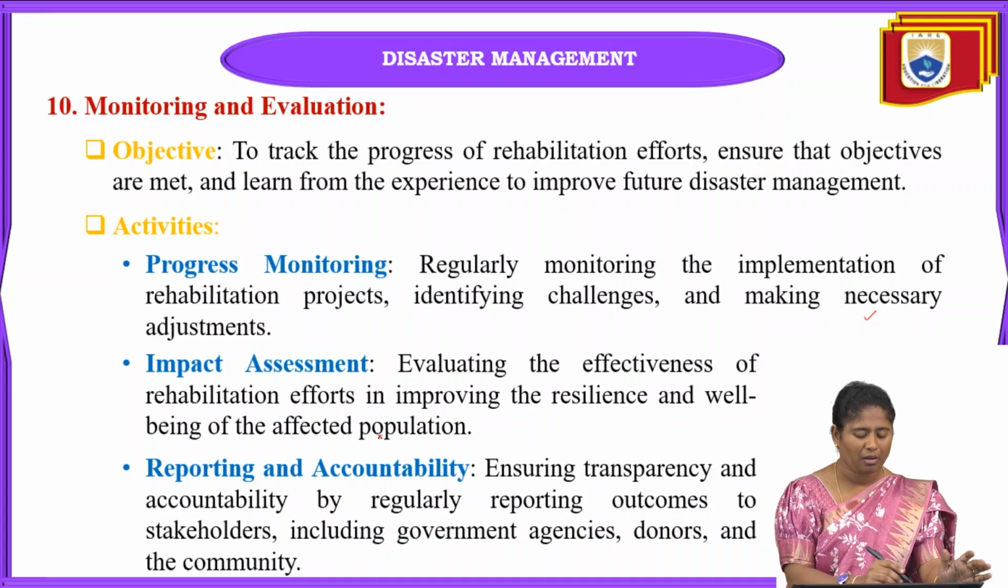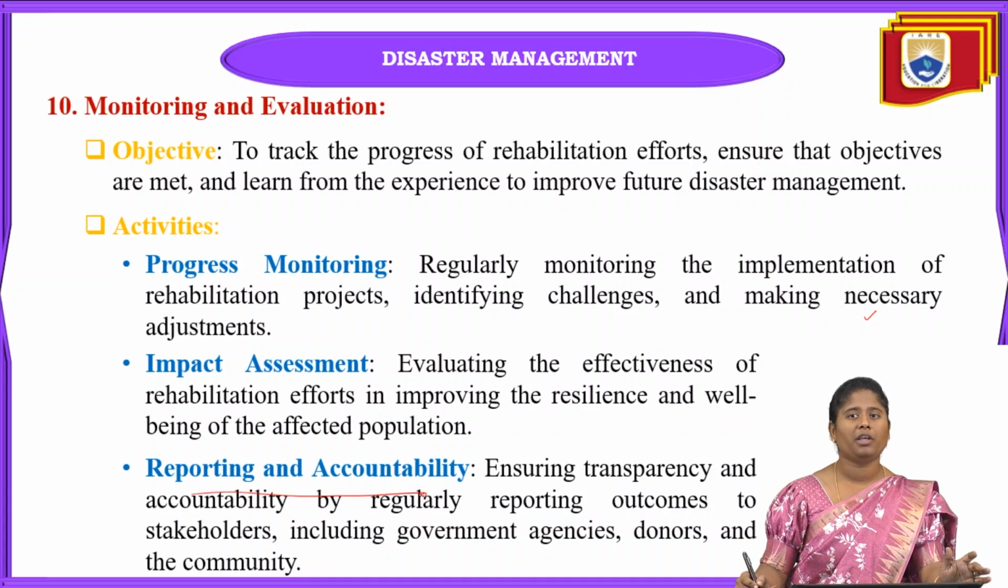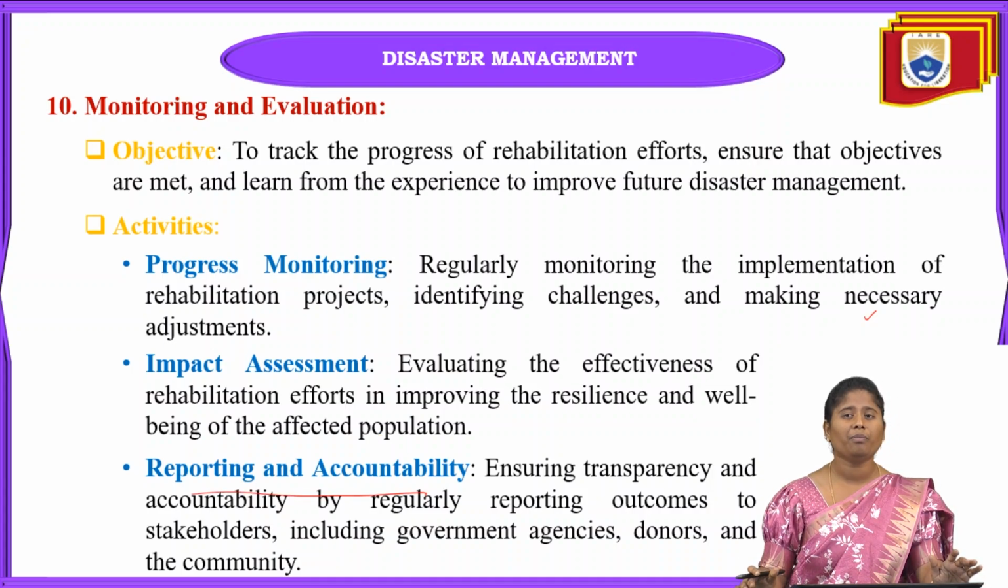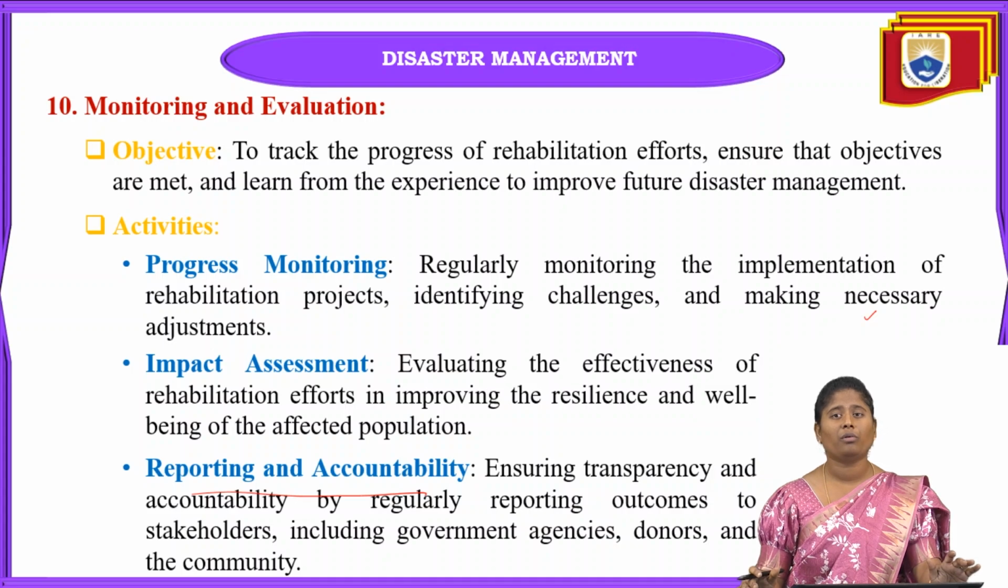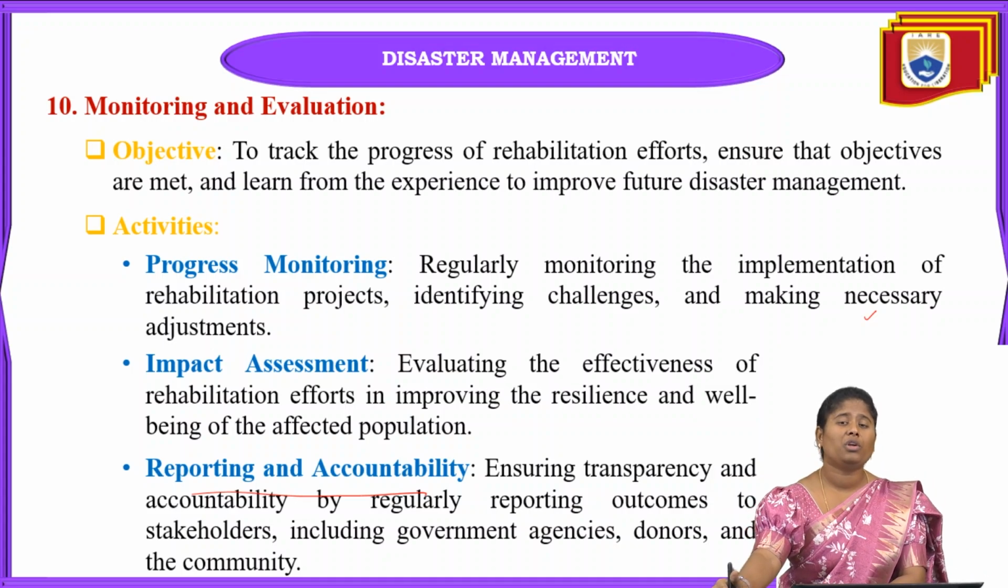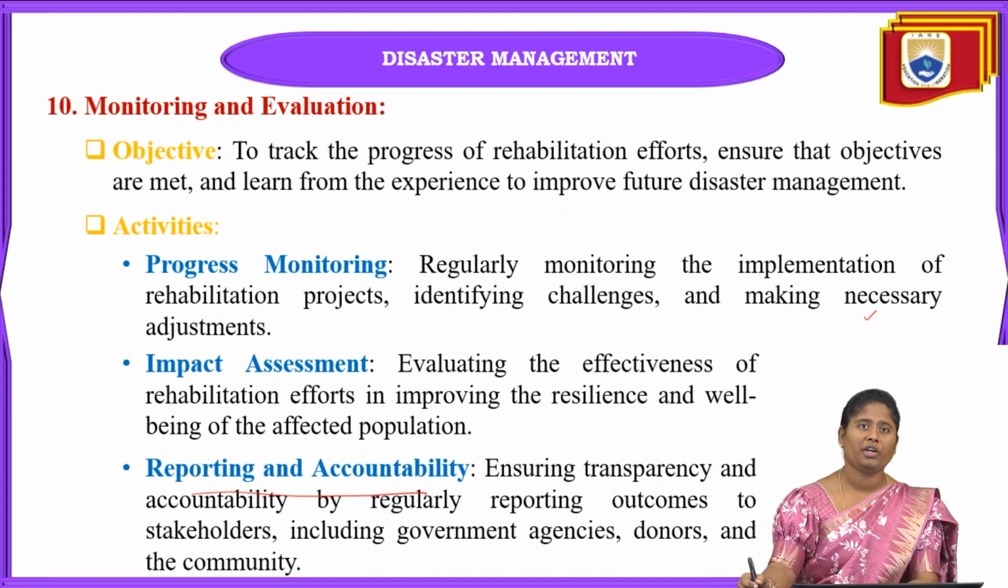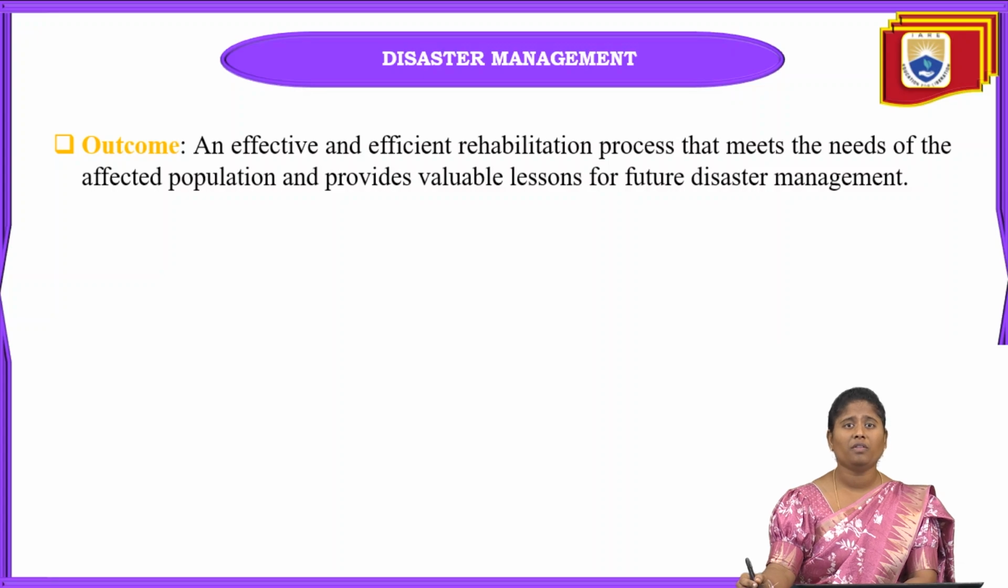Next one is reporting and accountability. Here we have to ensure transparency and accountability by reporting outcomes to the government agencies, donors, and also the community. By doing this, most of the rehabilitation process will meet the needs of the most affected people, and valuable lessons can also be gained from this resilience.